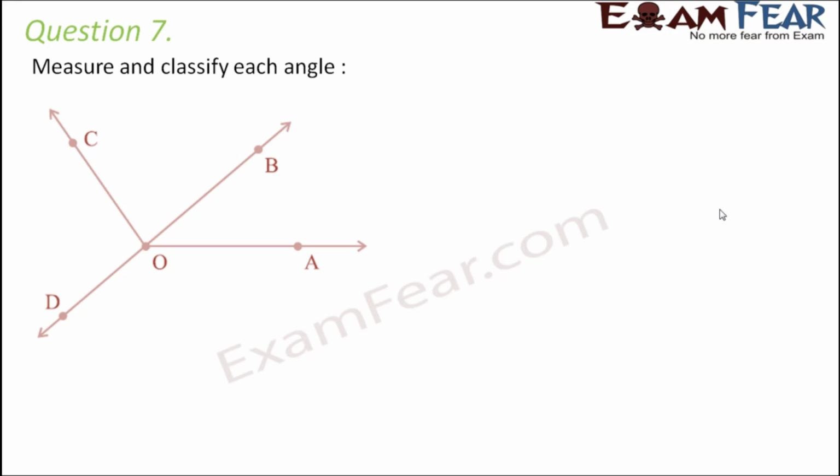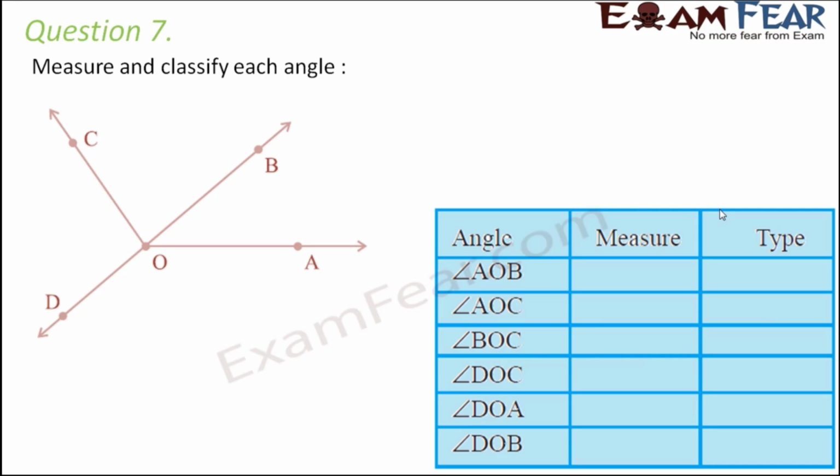Question number 7. Measure and classify each angle. So we are given this table, so we have to find out the measurement of each of these angles and also what type of angle is this, whether it is acute angle, obtuse angle, right angle, or what kind of angle. So first one is angle AOB.